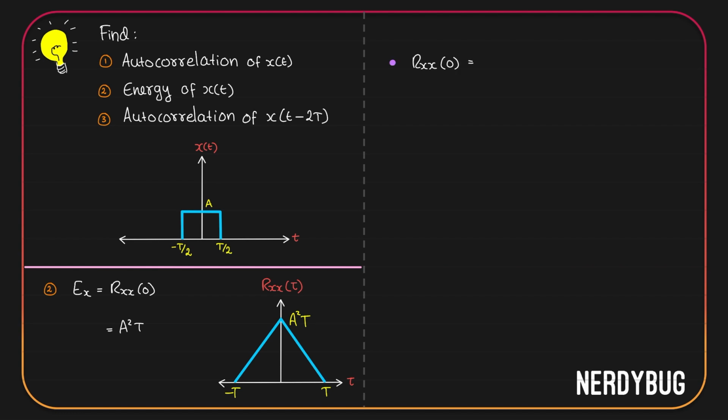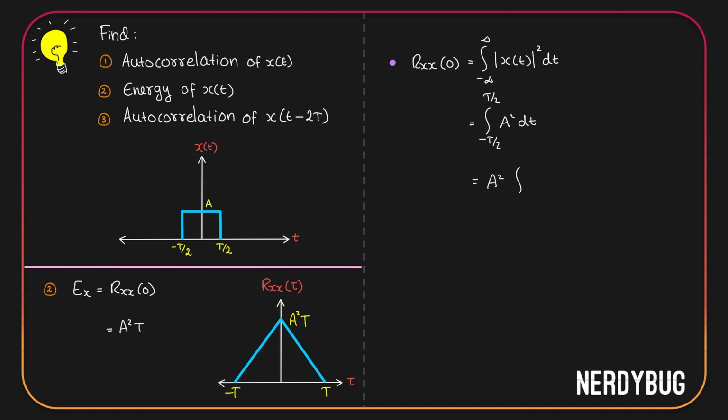Autocorrelation at 0 will be integral from minus infinity to infinity, square of magnitude of x of t dt. But here the function only ranges from minus T by 2 to T by 2. So we only have to integrate from minus T by 2 to T by 2. Magnitude of x of t in this interval is A. So A square dt.